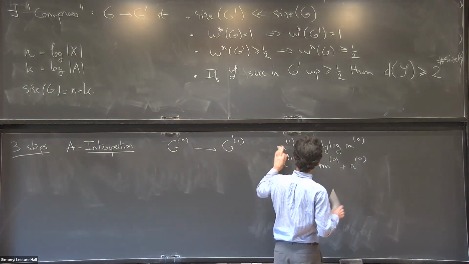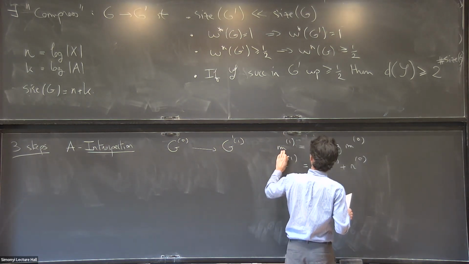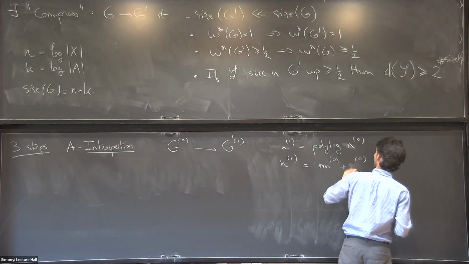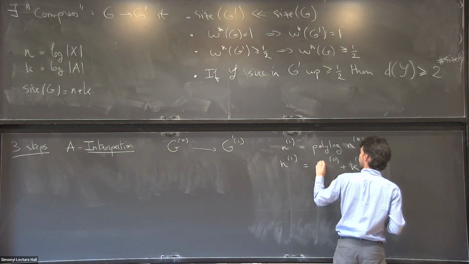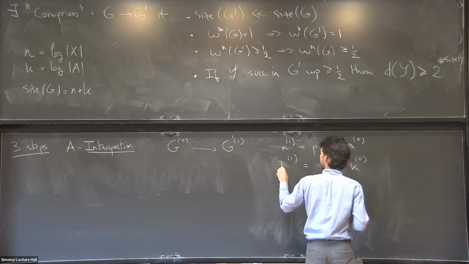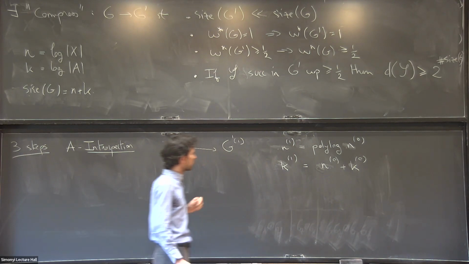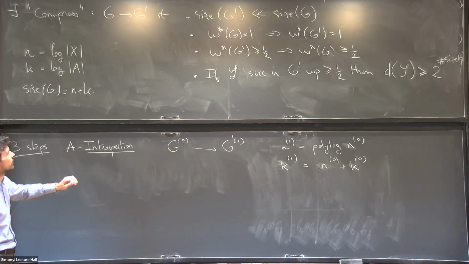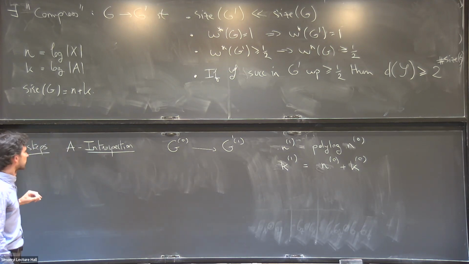Sorry, this is an n. I changed notation. n is the log of the number of questions, and k is the log of the number of answers. So we'll achieve that, and all the other statements that are there.